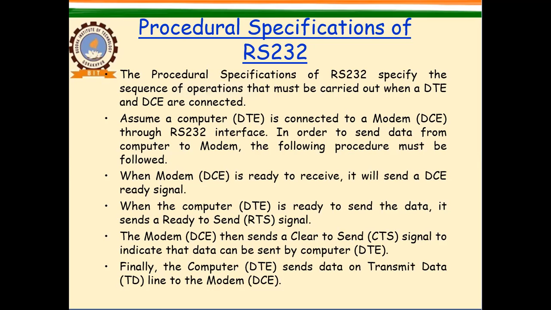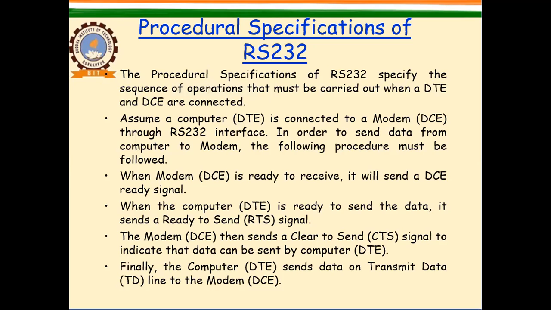So what is the actual process when communication takes place between DTE and DCE? How is it initialized, how does it operate? Assume a computer is connected to a modem. Naturally the computer is DTE and the modem is DCE, and they are both connected through an RS232 interface. In order to send data from computer to modem, there should be a procedure, a principle on which the data communication takes place.